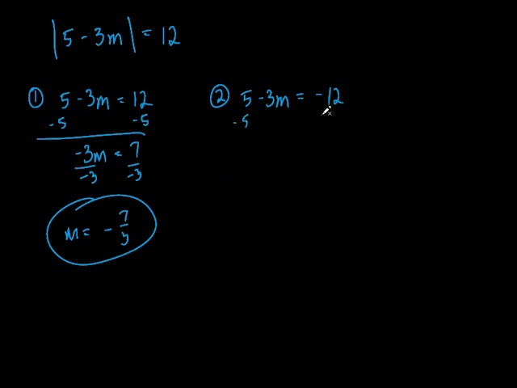Let's do the same math. Subtract 5 from both sides. Bring this down. That's -17. Divide by -3. And m is, now negative over negative. A lot of you guys are still leaving negative over negative. Don't leave it like that. Make it 17/3. It's positive.